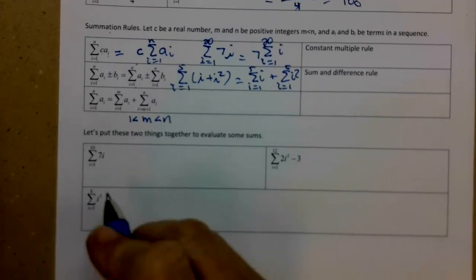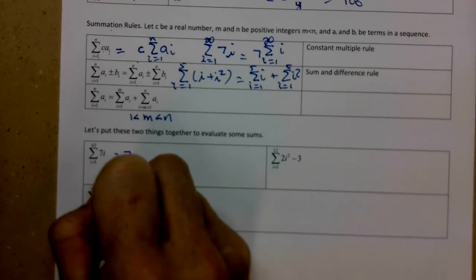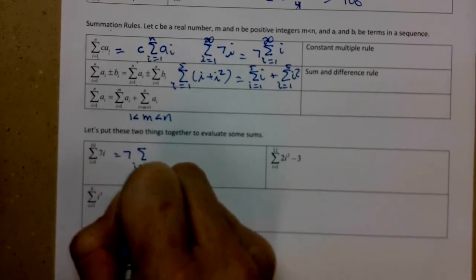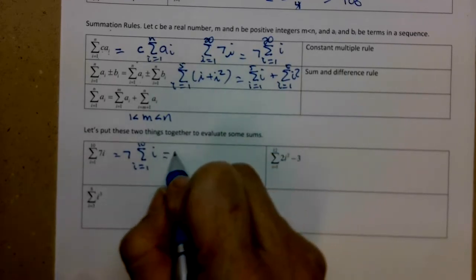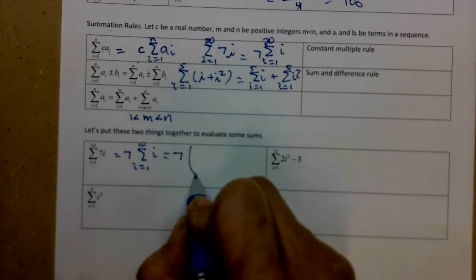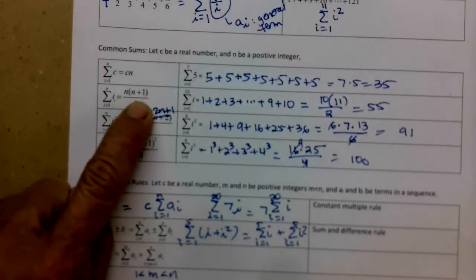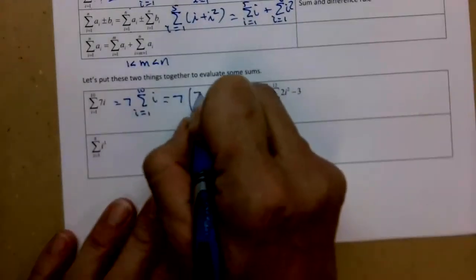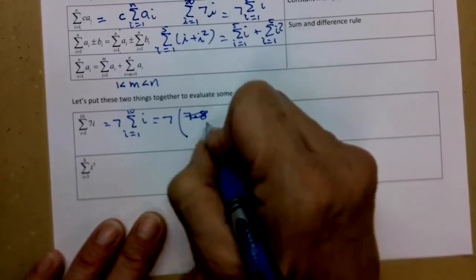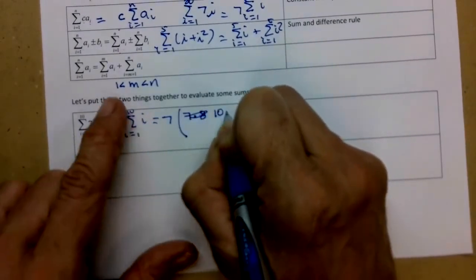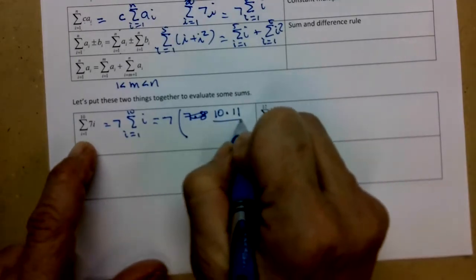Let's evaluate some sums. So we're going to add 7 times i from 1 to 10. So move the 7 out in front. i is going to go from 1 to 10 of i, right? And the formula for that says, with the 7 out in front, and then summing up our i's, we get n times n plus 1 over 2. So that's 7 times 10, times 10 plus 1, which is 11, divided by 2.